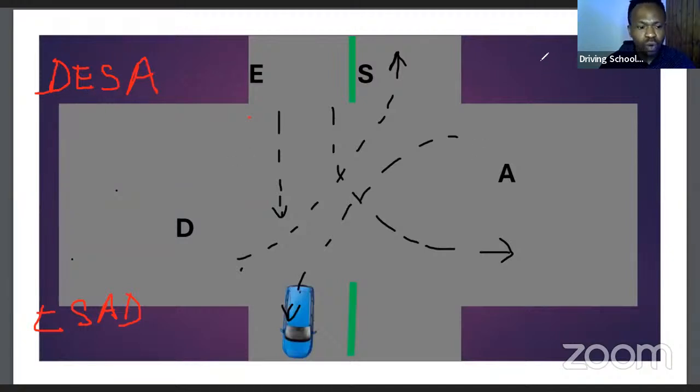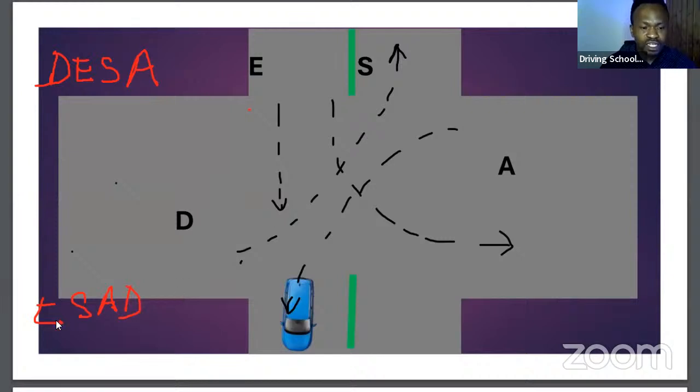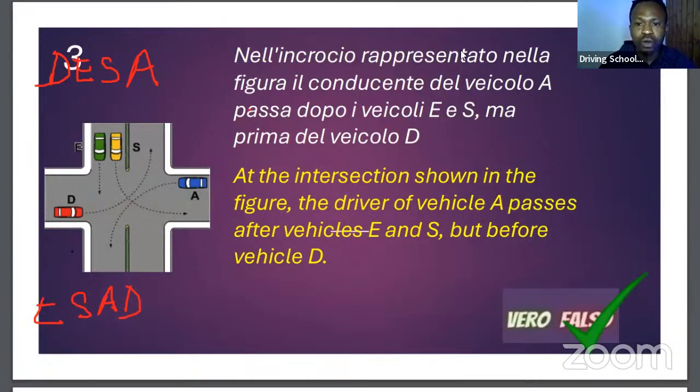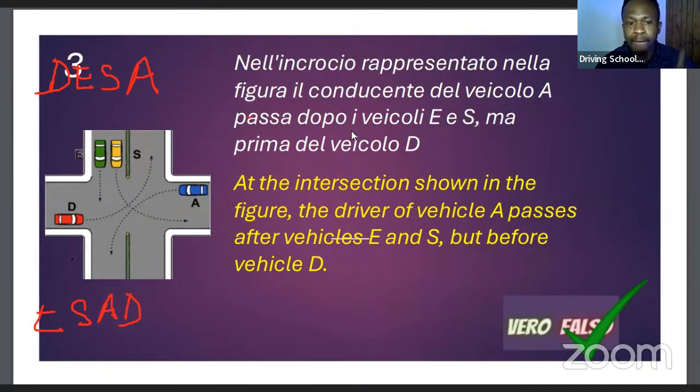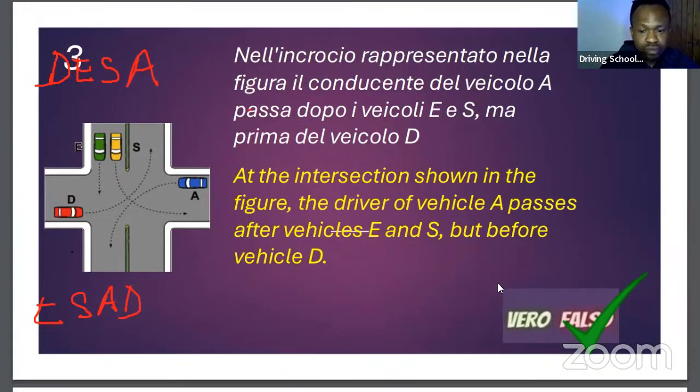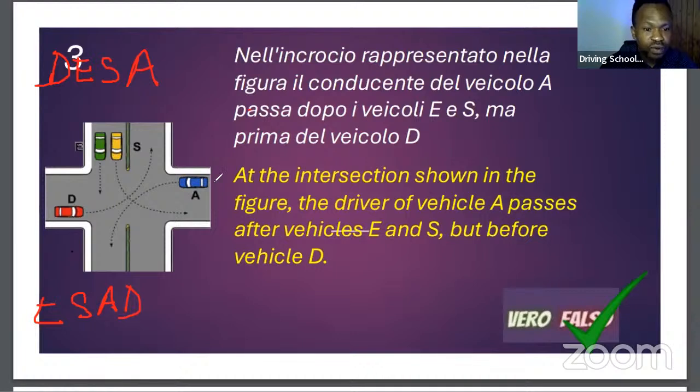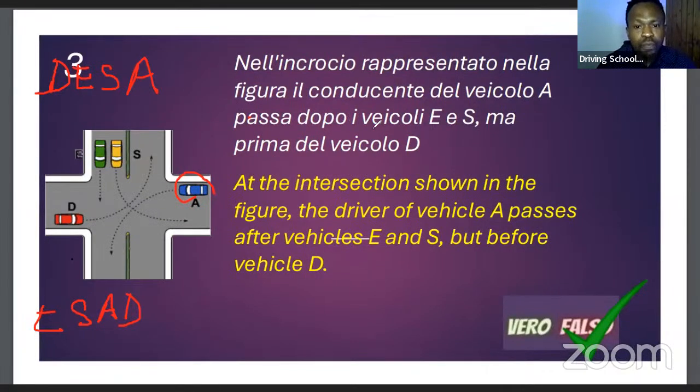You understand? Now, what is the question telling us? The question told us that the order of precedence here is ESAD, which is not correct. So the answer is falso, you understand? Because it said, nell'incrocio rappresentato nella figura, il conducente del veicolo A passa dopo i veicoli E e S. That is to say, vehicle A will pass after vehicle E and S, but before vehicle D.